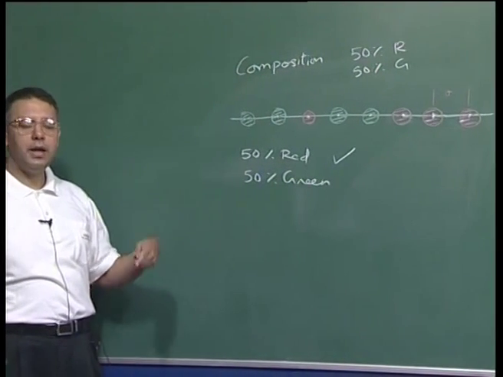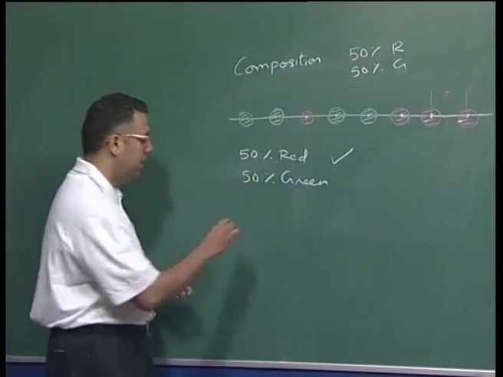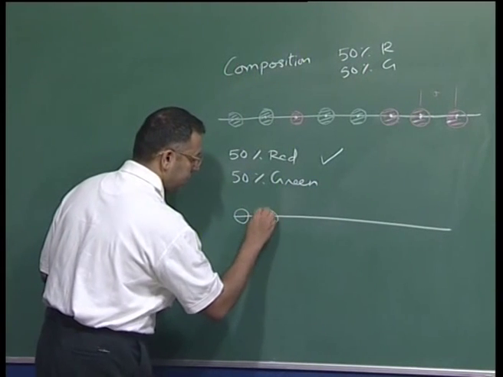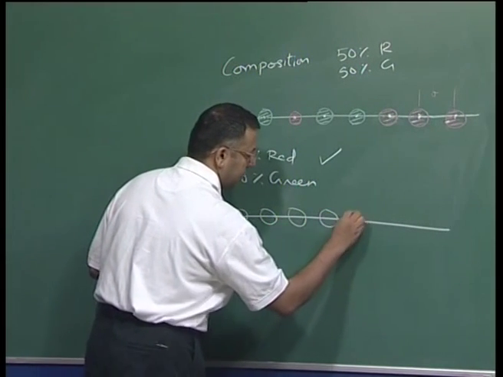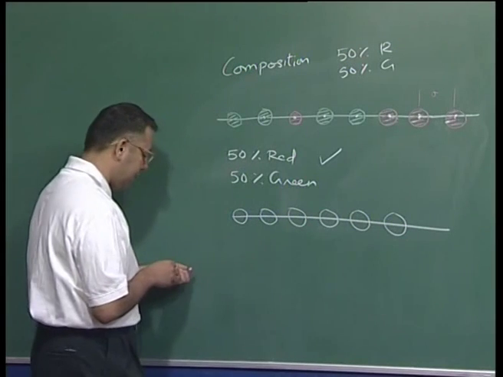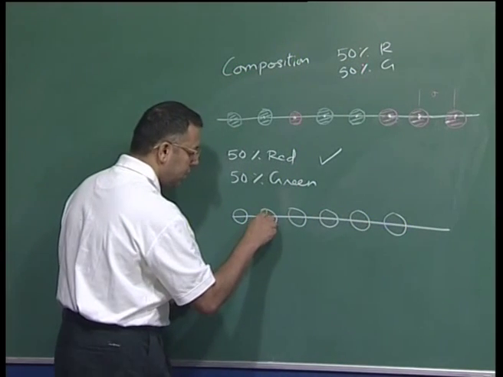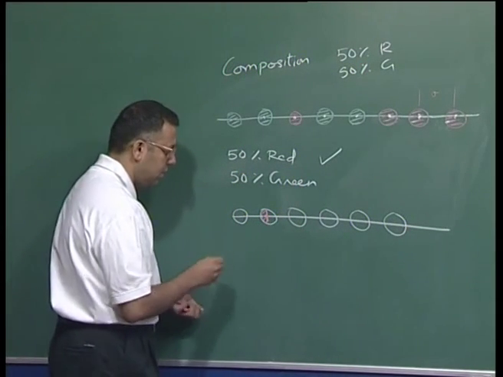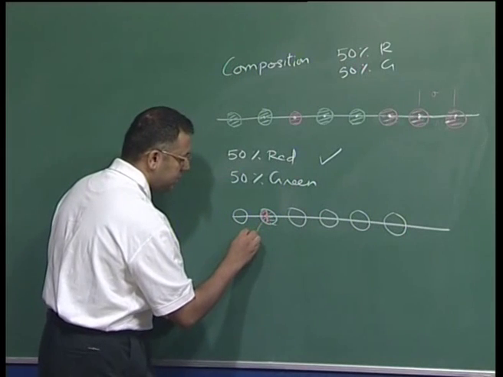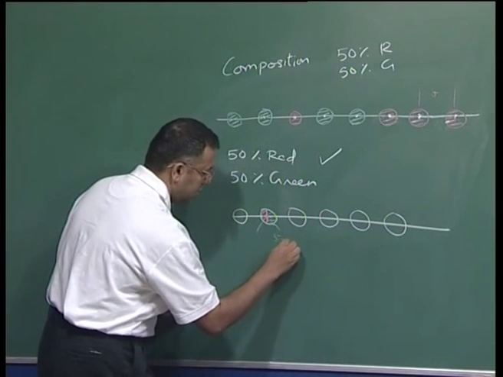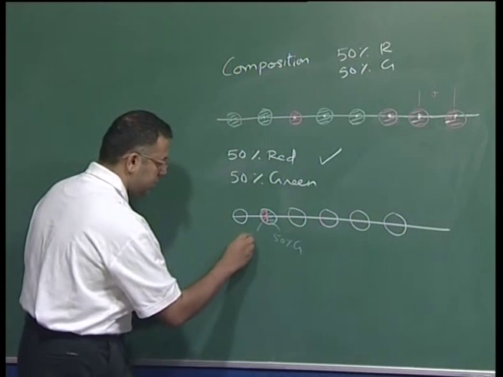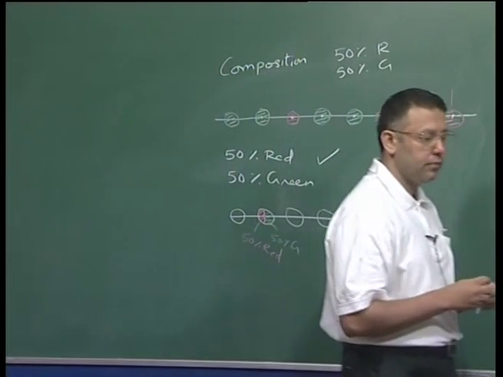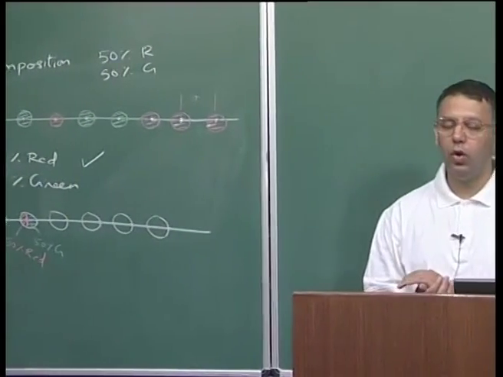Therefore, I can describe my structure here saying that at each lattice point, I now have a probabilistic occupation by 50% green and 50% red. So at each point there is a probabilistic chance that I find A or B, 50%.